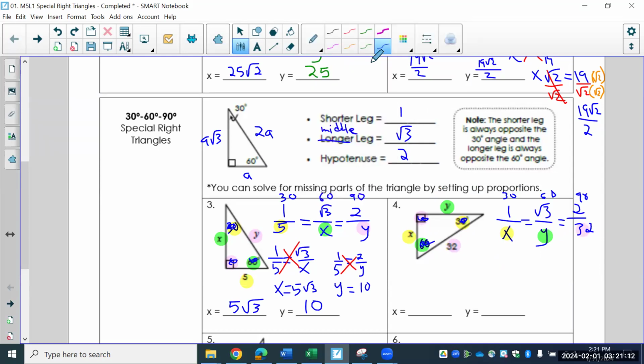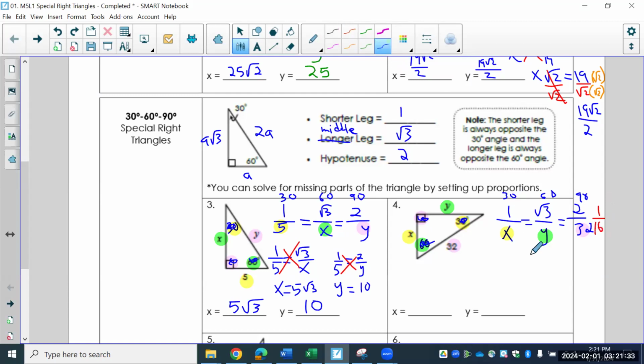Now, one of the things I want to show you that's super helpful: you can't ever solve for two variables. So in this case, you would never want to solve this because you have an X and a Y. But you could just cross multiply this and solve. But I'm going to show you something super helpful. Isn't 2 over 32 reducible? Meaning, isn't it just 1/16?